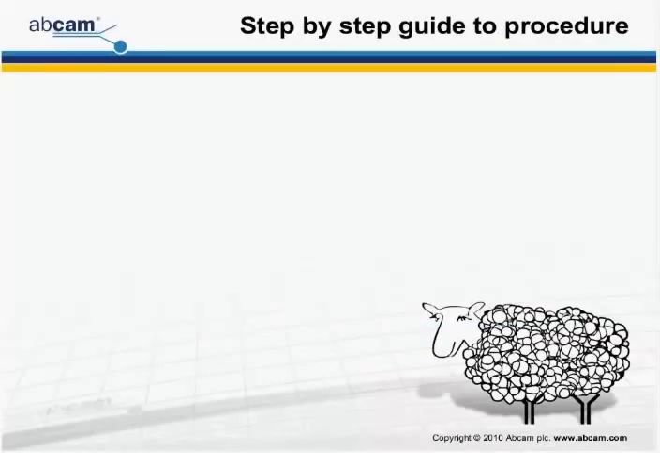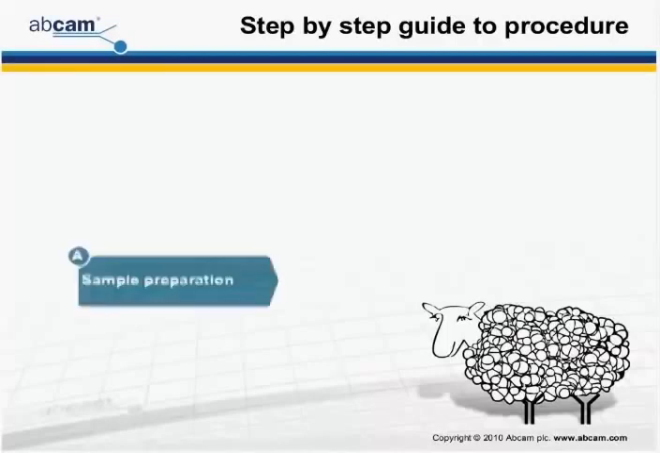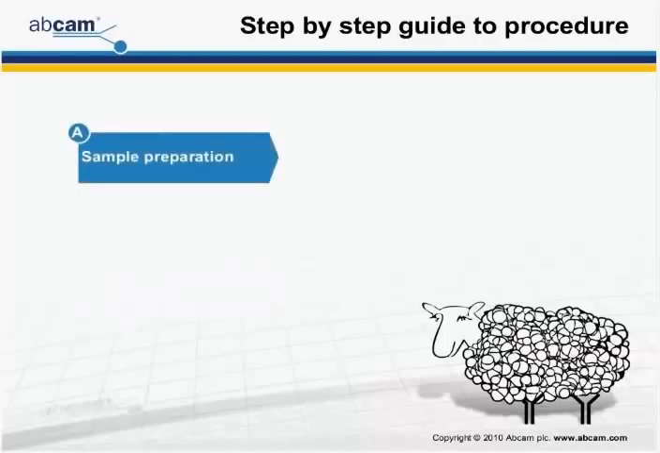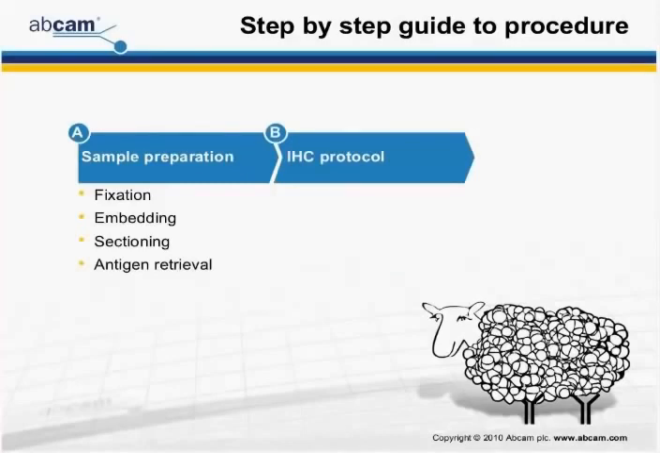So now I'd like to go into how immunohistochemistry is performed. I'm going to divide this into two main elements. The first is sample preparation. This will involve a fixation of the tissue, embedding it in a matrix so that it can be sectioned, and then finally antigen retrieval. The next element that I'll discuss is the actual IHC protocol.